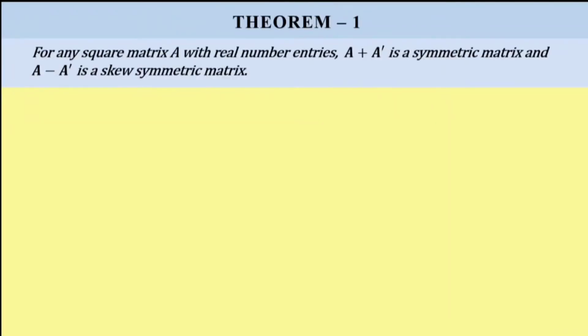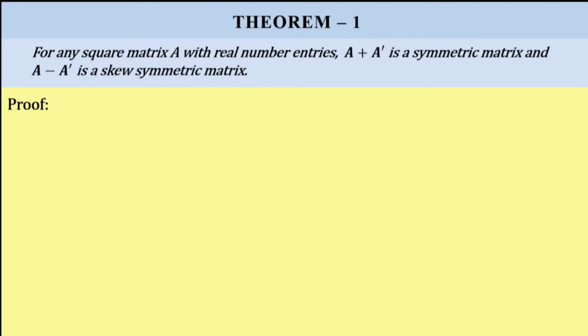We have got two important theorems with respect to symmetric and skew symmetric matrices. Look at the first theorem. It states that for any square matrix A with real number entries, A plus A dash is a symmetric matrix and A minus A dash is a skew symmetric matrix.